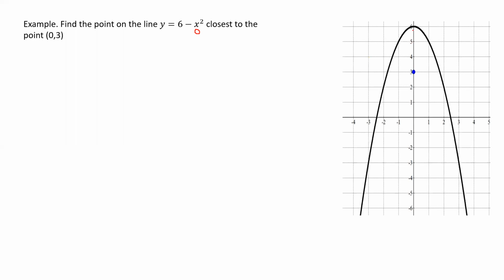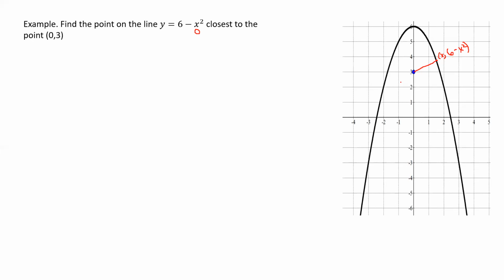The point (0, 3) will be below the parabola, and we know that because if this is 6, 3 is down here. The point closest to it on the line is something like this. Normally we'd call that x and y, but we know that y equals 6 minus x squared, so we'll call it x and 6 minus x squared. We picked a point on the line so we could see what we're doing. This is the point we're looking for.